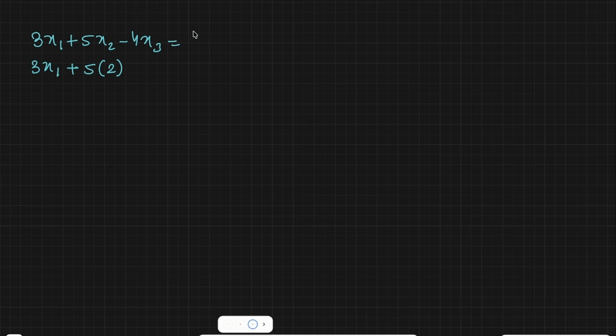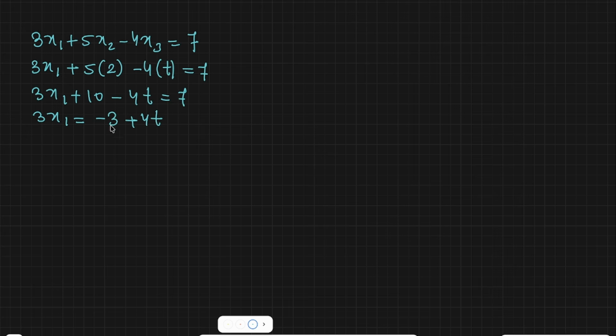Is equal to 7. Minus 4t is equal to 7. Then 3x1 plus 10 minus 4t is equal to 7. Then 3x1 is equal to, we can say, 7 minus 10, that is minus 3 plus 4t. Then x1 is equal to minus 1 plus 4 by 3 into t.